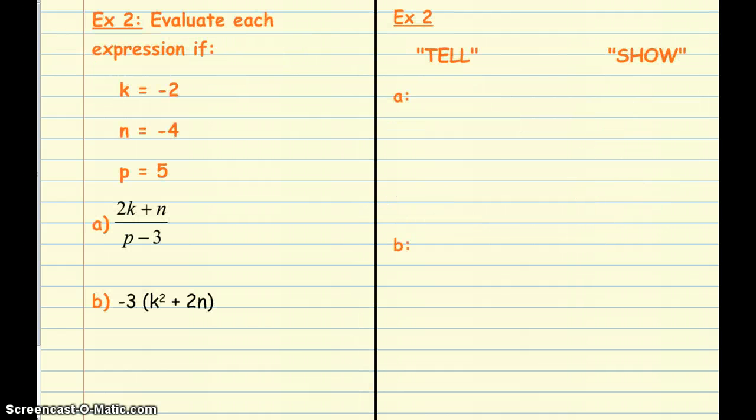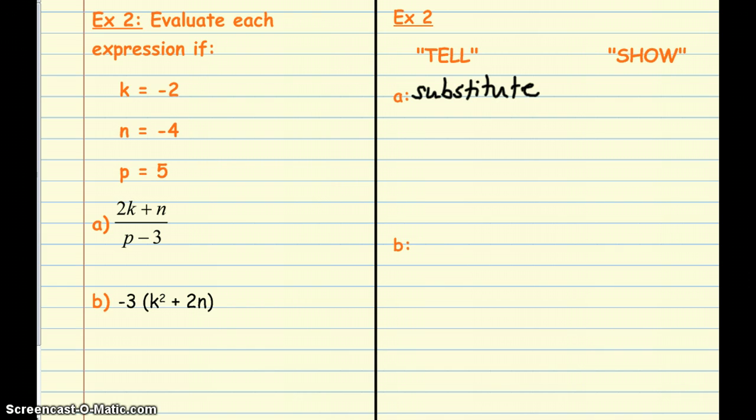Okay, let's take a look at the next examples. We have two of them. We're going to evaluate each of these expressions for the values of k, n, and p as are listed. The first one is 2k plus n over p minus 3. So just like before, we're going to substitute.